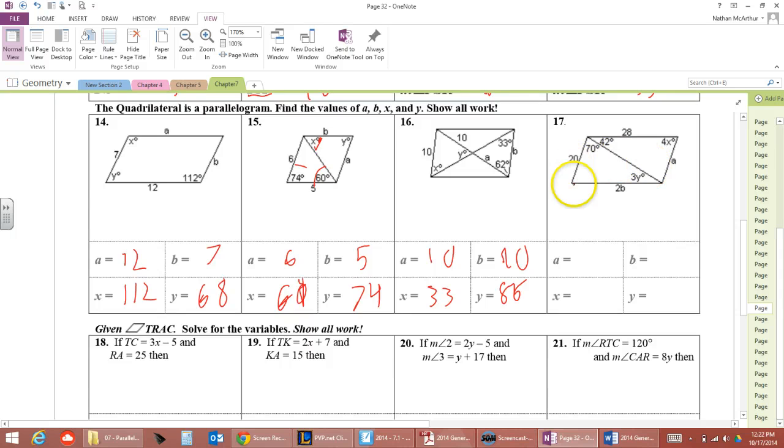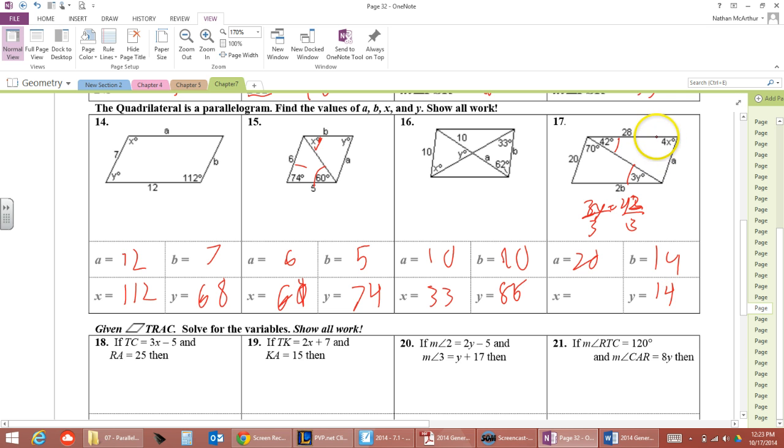Look and see that A is opposite of 20, so A is 20. B is opposite of 28, so that means B is going to be half of 28, which is 14. Now, interesting. 3y is alternate interior with 42. So 3y is equal to 42. Divide by 3, divide by 3. 42 divided by 3 is going to be 14. So y equals 14.